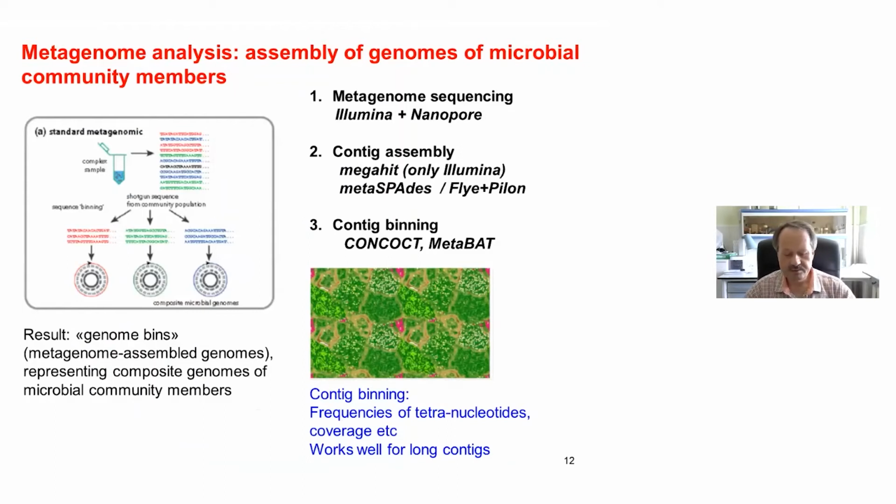Here I would like to go a bit into technical details and talk about bioinformatics. For metagenome sequencing, we usually use a combination of Illumina and nanopore techniques. Illumina generates many high-quality but short reads, and it's relatively cheap. Nanopore reads are much longer, up to dozens of thousands of nucleotides, but the quality of sequences is very poor, and it's more expensive.